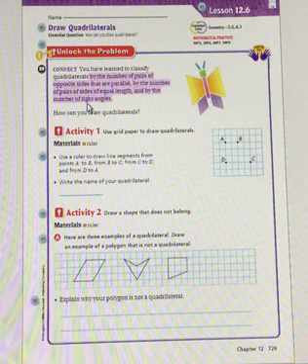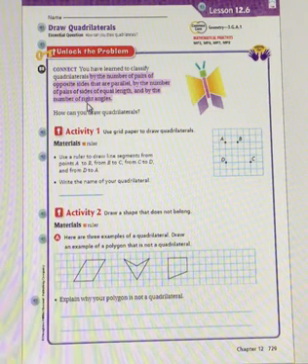Now, before we continue, I want you to think about what are the different types of quadrilaterals that you can name. Let's go ahead and pause the video and then write down the quadrilaterals that you can name. You should be able to come up with 4. So please pause the video, write them down. After you write them down, start up my video again.